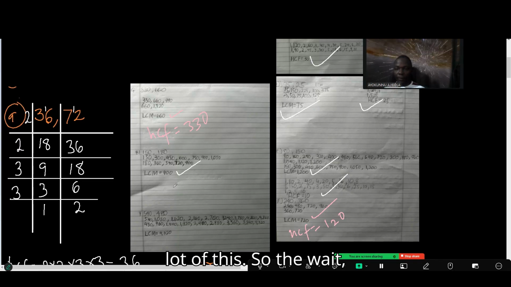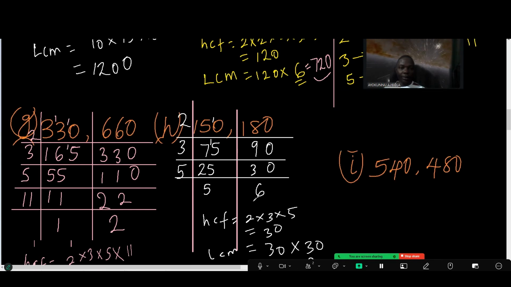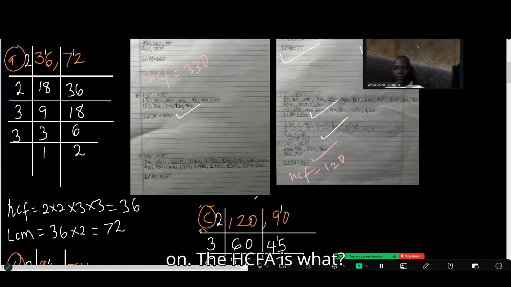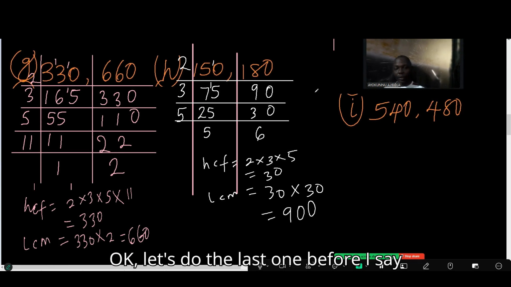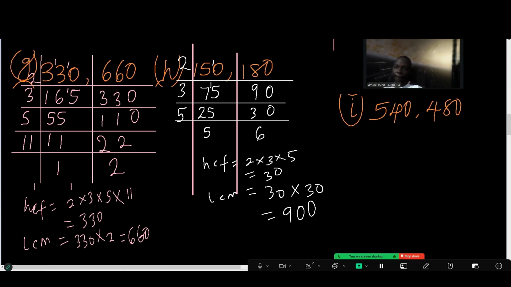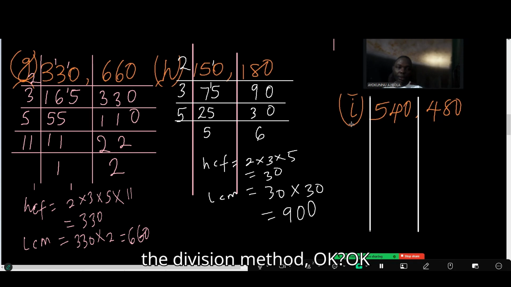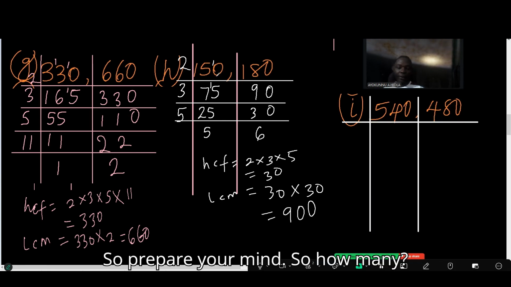So, wait, it still remains one, right? Oh, remains one. Good. Okay, hold on. The HCF here is what? 30. Okay, let's do the last one before I say what I want to say. Anyone I give you, you're going to use the division method, okay? So prepare your mind.